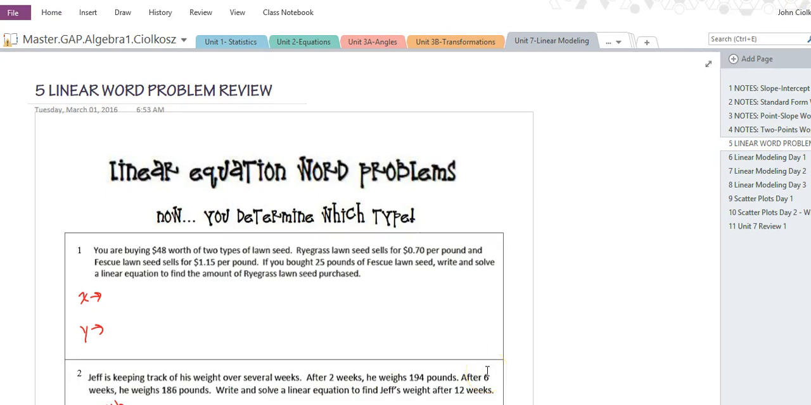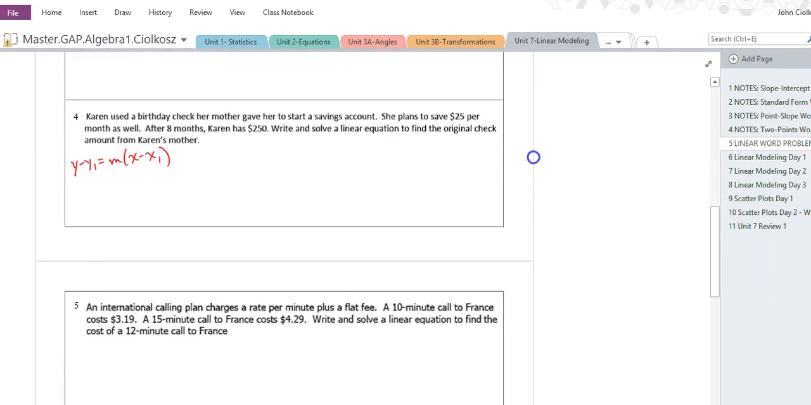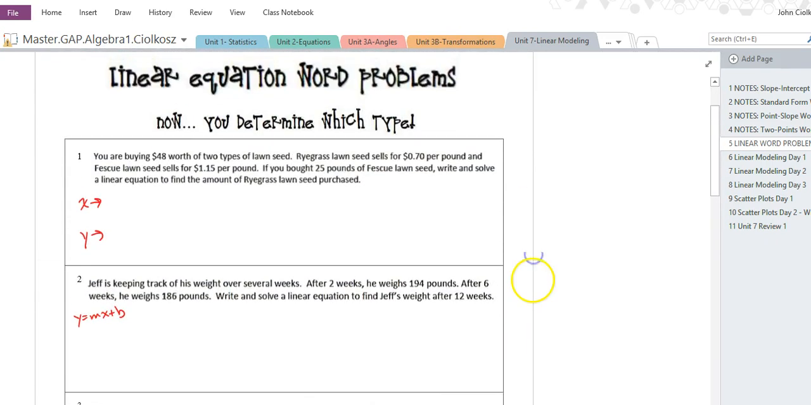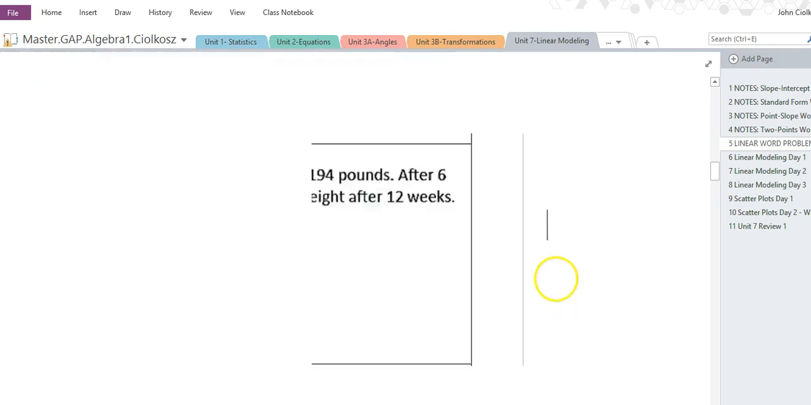Alright, so 5 here is going to act as a review for us. What we're going to do is do this first page together. So you see I've already wrote in what each one is. And we're going to talk about how I know. So here, for 1, it's kind of combining all 4 of the first sets of notes.